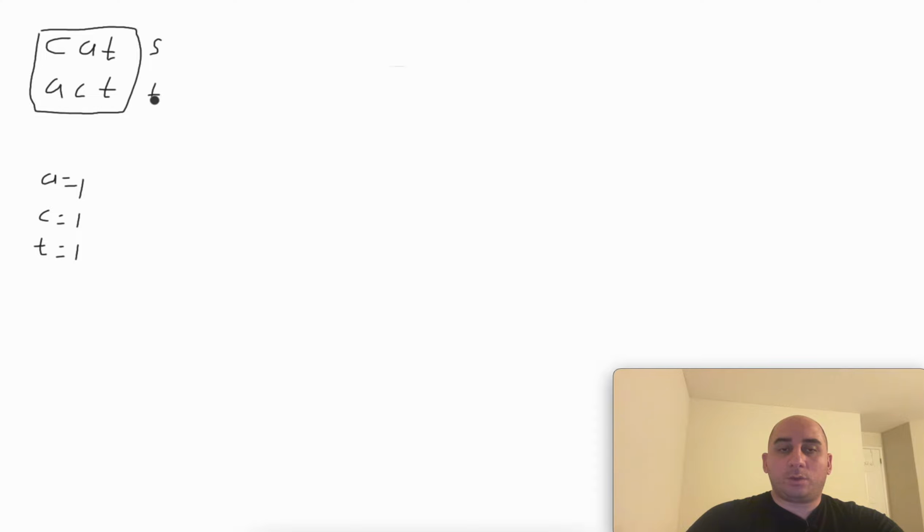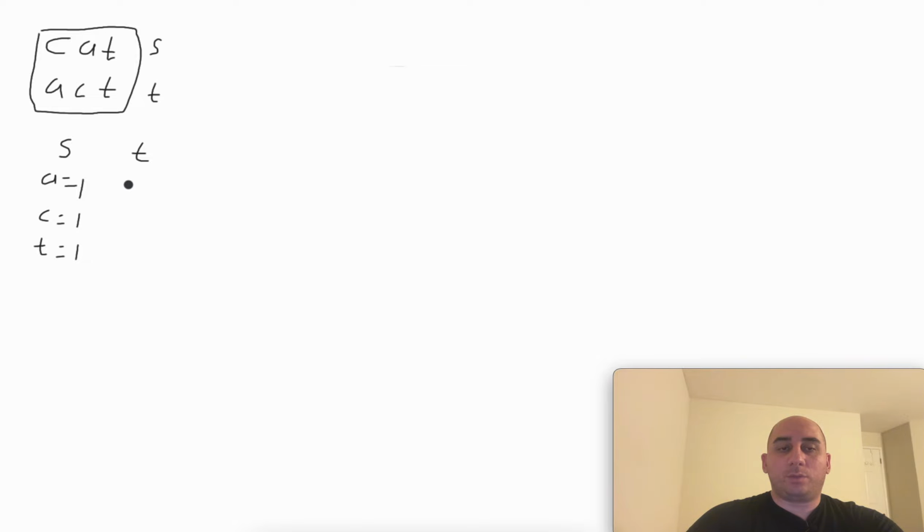In the second one, T, we should have exactly the same number of A's, C's, and T's. If we do, then in that case we can say that it's an anagram. So how can we do that?